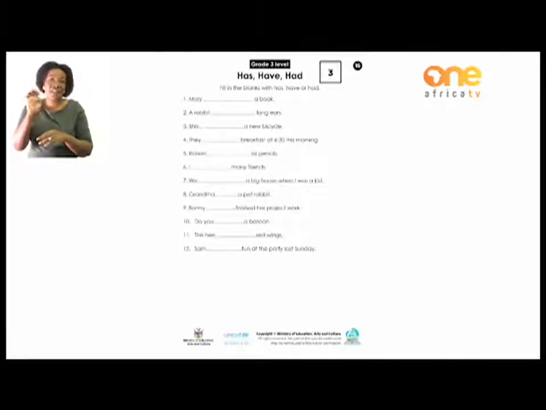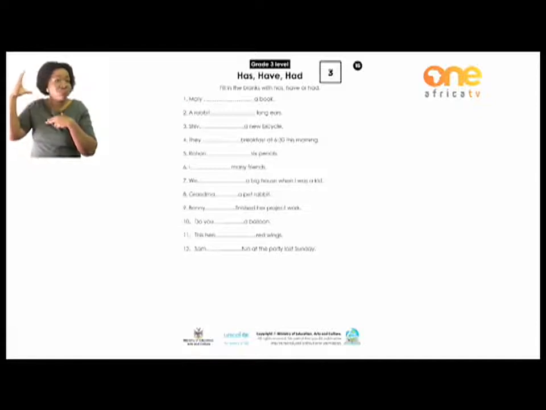Let's look at number 2. A rabbit, blank, long ears. What are you going to use? Are you going to say a rabbit has long ears, a rabbit have long ears, or a rabbit had long ears? Okay, I would like for you to complete the activity by filling in one of those 3 words and complete the rest of the activity on your own.